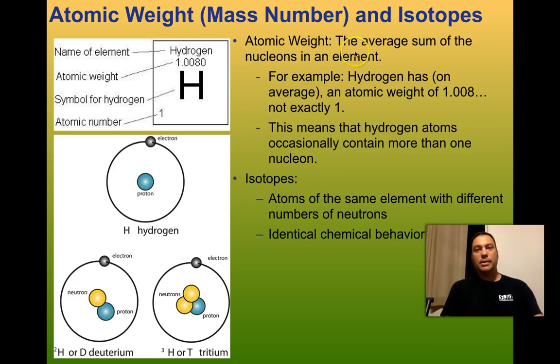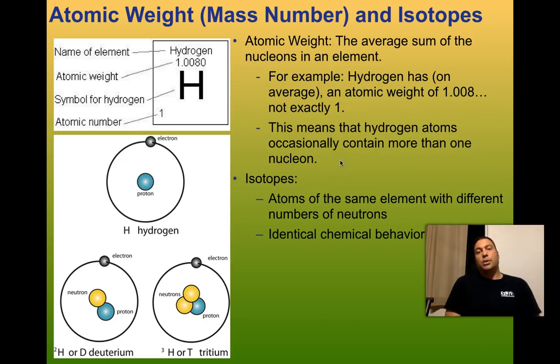So the atomic weight is the average sum of the nucleons in an element. Remember what a nucleon was, right? A nucleon is a proton or a neutron. So for example, hydrogen has on average an atomic weight of 1.008. But notice that's not exactly 1, right? Hydrogen has 1 proton. So why is it showing a slightly larger number than 1 nucleon per average hydrogen? Well, it means one thing. It means something pretty profound, actually. It means that hydrogen atoms occasionally contain more than 1 nucleon.